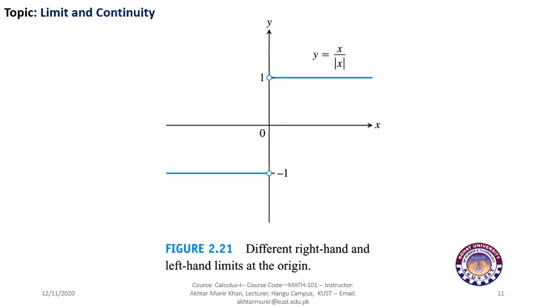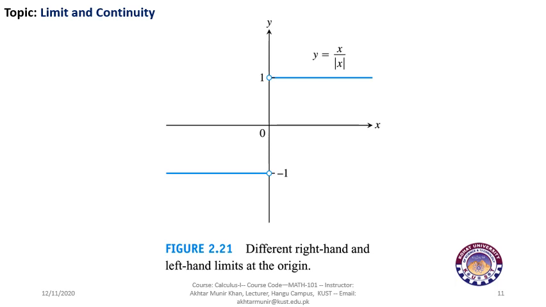So now we move to a function which is defined piecewise. For instance, y equals x divided by absolute value of x. This is the right branch and this is the left branch.